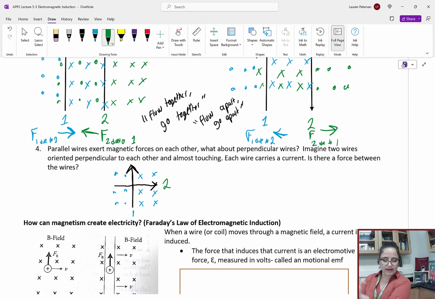So we got our right hand in the direction of the current. The magnetic field is going into the page on that side, so it's going to experience a force up. On this side, it's in an opposite directed magnetic field, so it's going to experience a force down. You're actually going to get rotation. You get a torque on the wires.